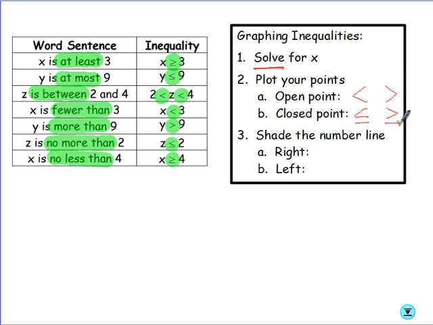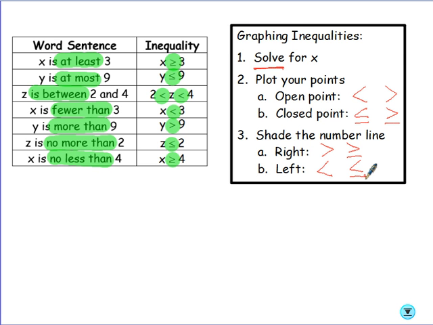We also have shading. There's two directions you can shade. You can shade to the right and to the left. On a number line, if you go to the right, you are getting bigger. Bigger is greater than and greater than or equal to. If you go to the left on a number line, you're getting smaller. To the left is less than and less than or equal to.